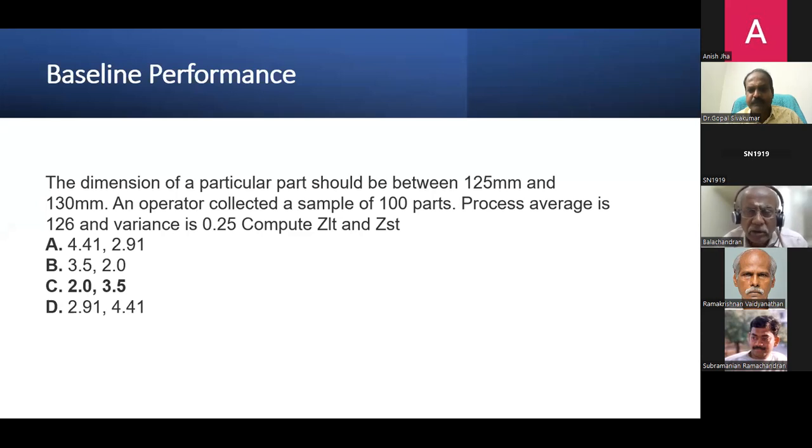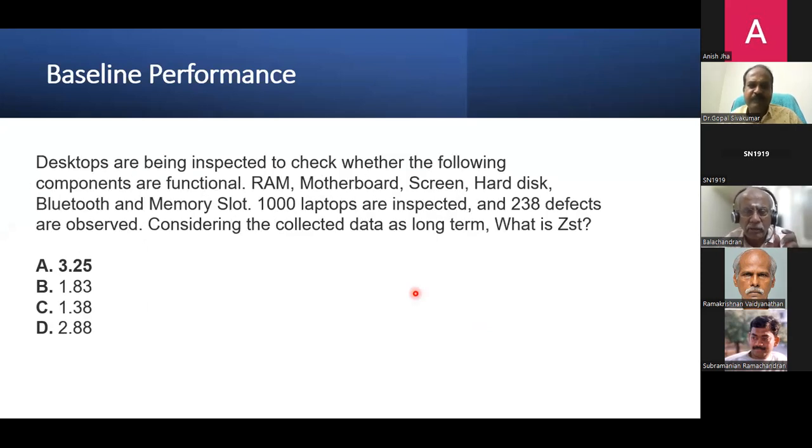Sir, one clarification. The number of defects they have stated, 238, that is given. Right, 238 is given and 1,000 units inspected. And opportunities for error is also understood as 6. And under the situation, EZST is 3.25.